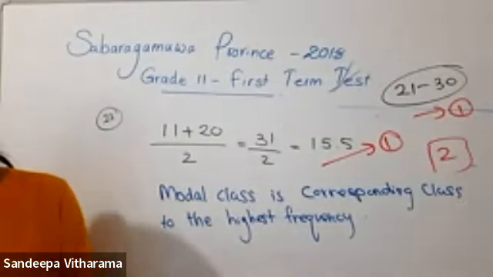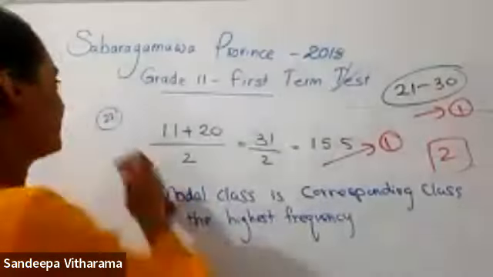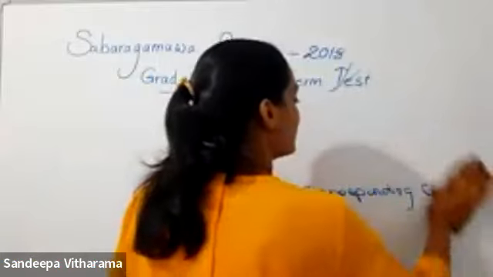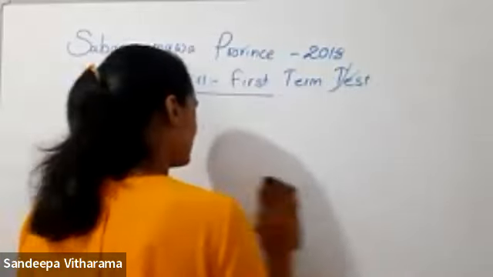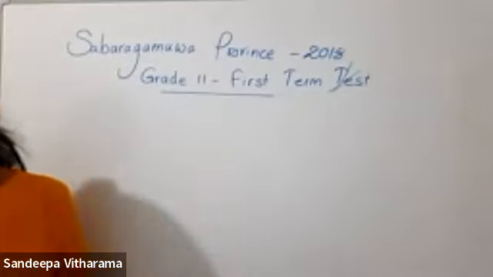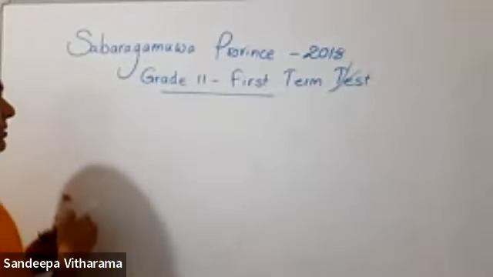The 23rd question is also based on parallelograms. Okay, a parallelogram-related question. That means you have to remember the parallelogram-related characteristics and theorems.